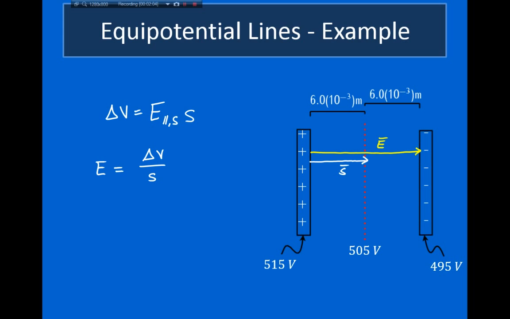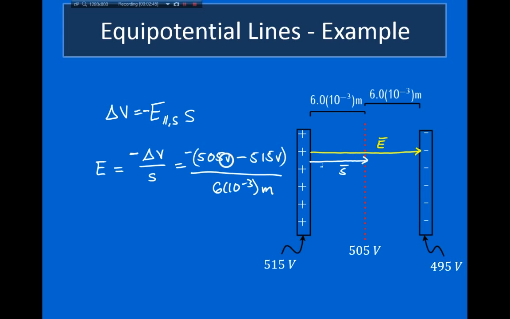Actually, I need to be a little bit careful about this. The difference in the voltage is minus the component of the electric field that's parallel to the displacement times the displacement. Now you can see here my displacement is parallel to the electric field, so we can just replace this with the magnitude of the electric field, but I do need to keep that minus sign in there. So the difference in voltage when I go from here to here, well, it's going to be my final voltage, which is 505 volts, minus my initial voltage, which is 515 volts. We have this negative sign here, and we're going to divide that by the distance that I've traveled, which is 6 times 10 to the minus 3 meters.